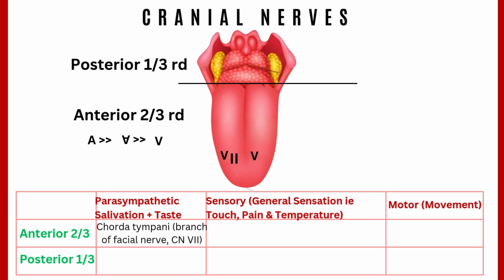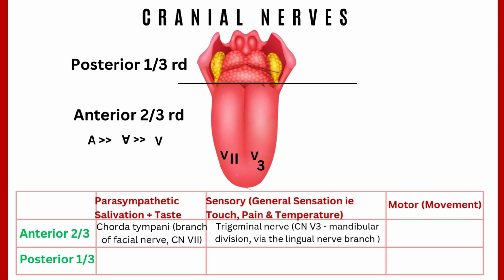Then move this 3 in next to the V, forming 5, 3. That is basically the third division of the cranial nerve 5 for general sensation, that is touch, pain, temperature for the anterior part or the anterior 2/3 of the tongue. This is the mandibular division of the trigeminal nerve, cranial nerve 5, via the lingual nerve branch.